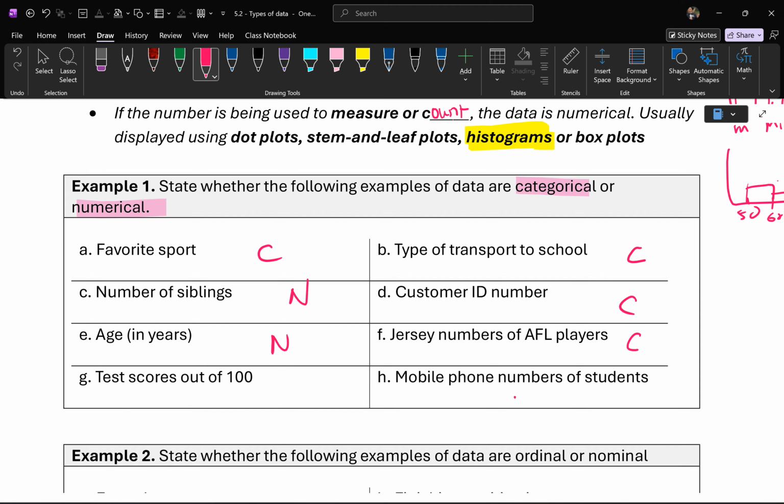Can I please have, let's go with Olivia. Test scores out of 100. Numerical. Because those numbers will have a mean. It has an average. Makes sense. So therefore it's numerical. And then H, mobile phone numbers of students. Let's go with Georgia.